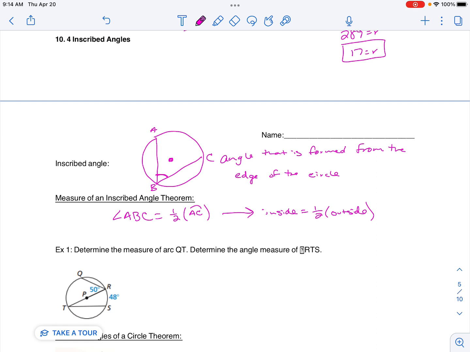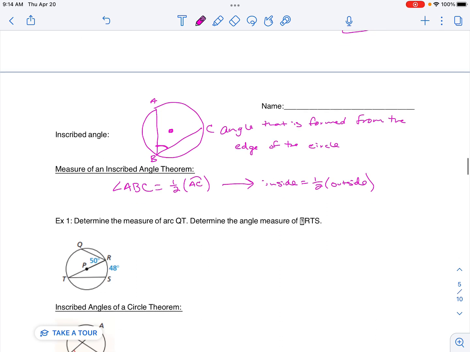So example 1, determine the measure of arc QT, and then determine the angle measure of RTS. So I have QT is with that angle there. I am going inside to out. So my inside is 50, which is half of my outside. Therefore, my outside is 100 degrees, aka arc QT is 100 degrees.